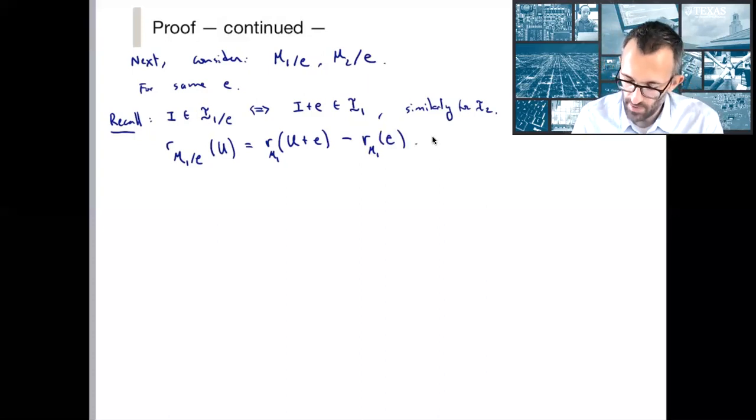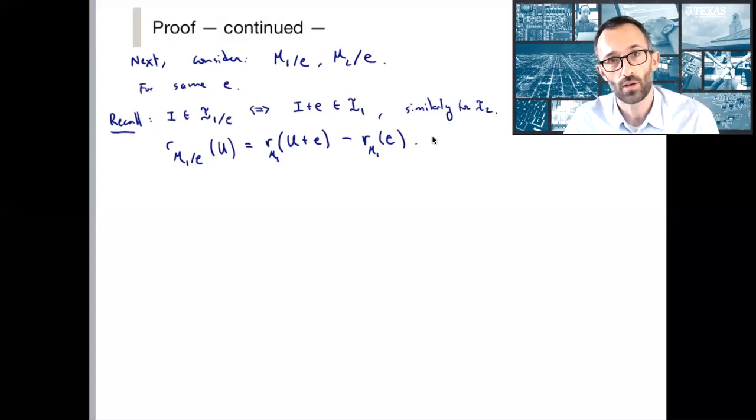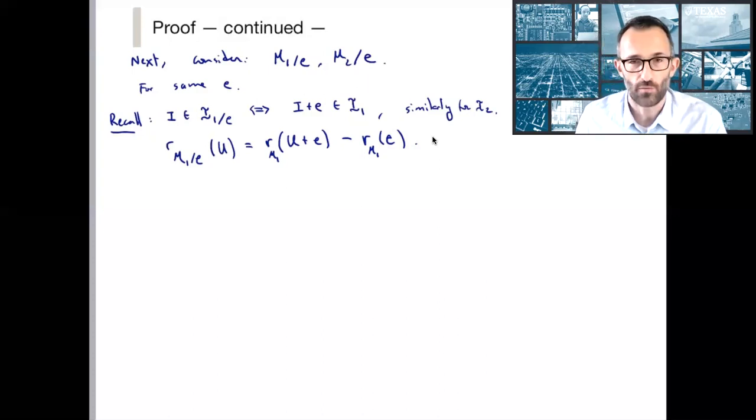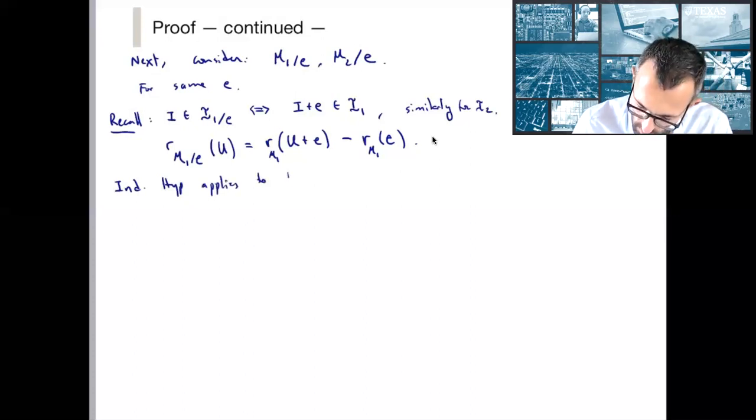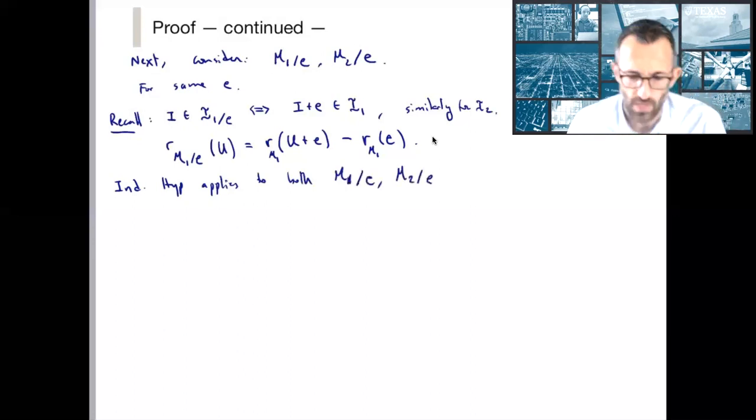Okay. In any case, M1 having contracted E, or M2 having contracted E, they have one fewer element in the intersection of elements that have rank 1 in both matroids, and therefore the inductive hypothesis applies. Again, the inductive hypothesis applies to both M1 contracting E and M2 contracting E.